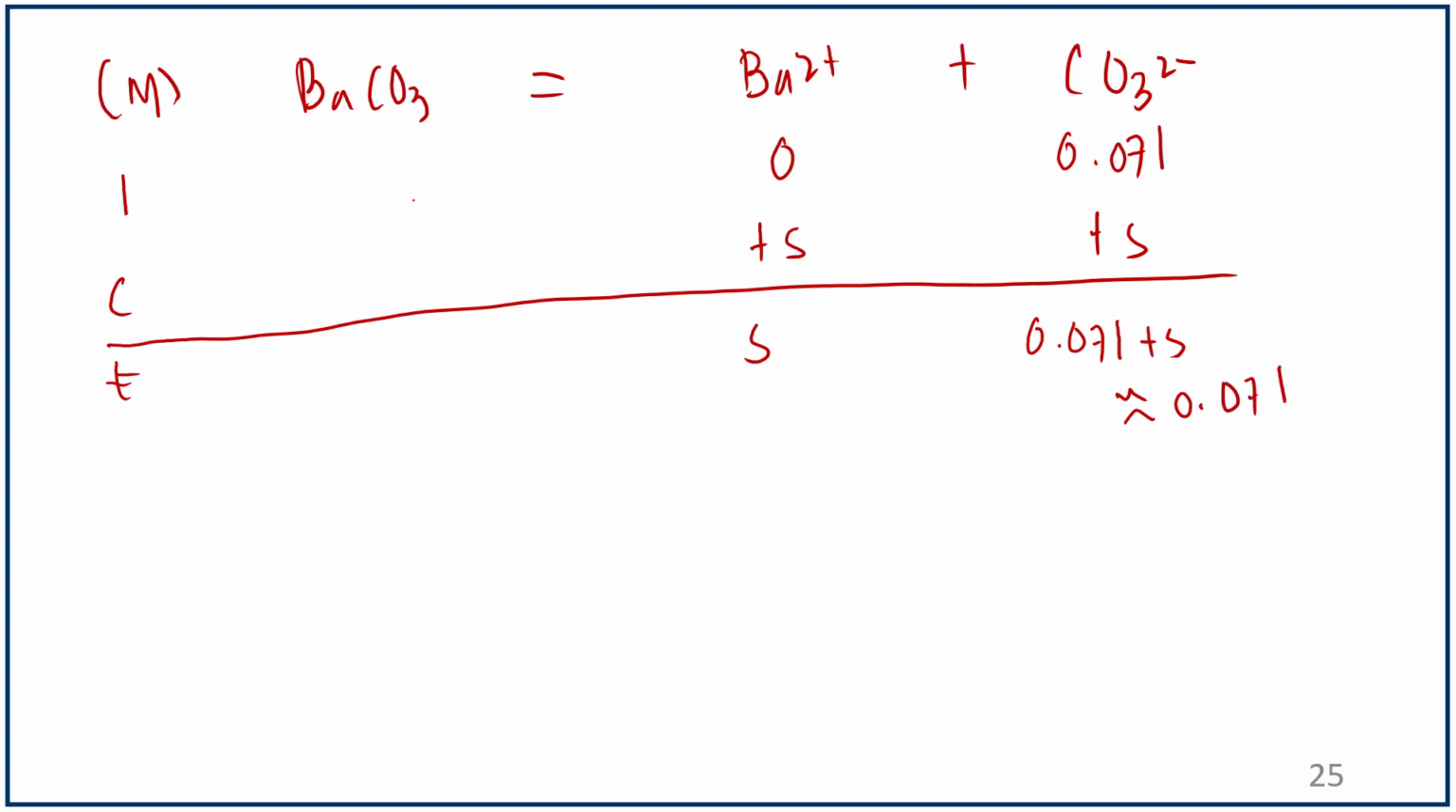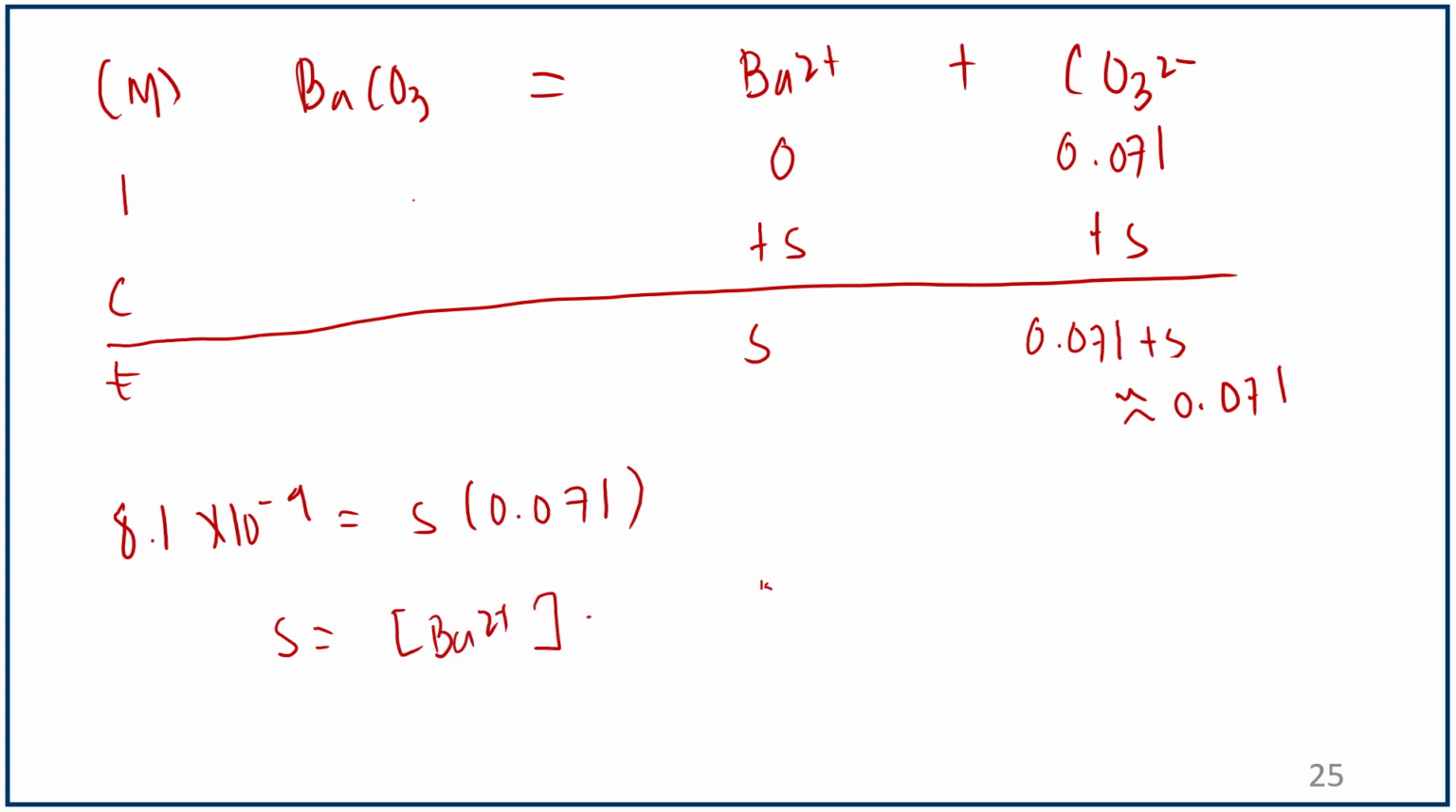Therefore we set up the Ksp expression, 8.1 times 10 to the negative 9 is equal to S times 0.071 molar. And S, which is equal to the concentration of barium needed minimally, or the minimal amount of barium needed if you have that amount of carbonate, should be 1.1 times 10 to the negative 7 molar.